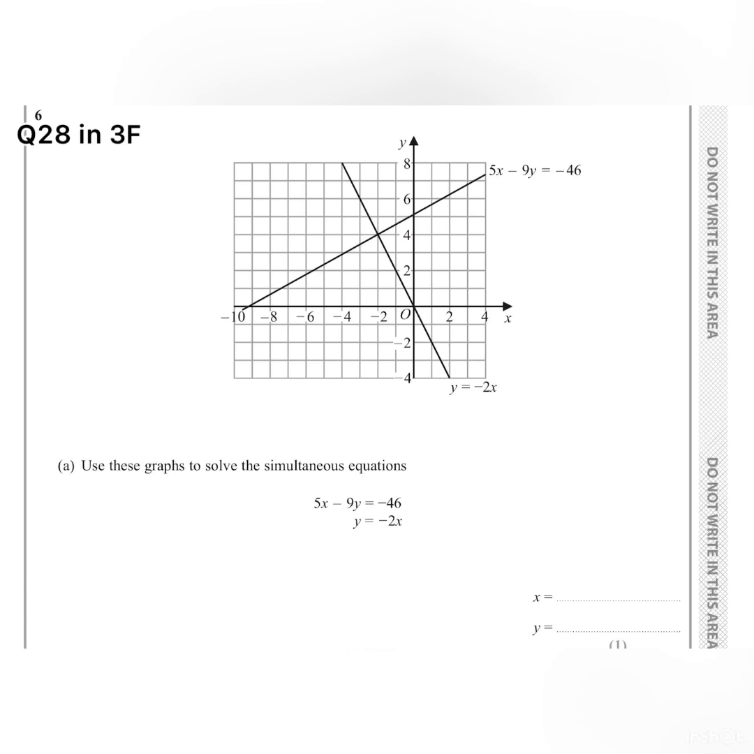Okay, question number 6, nice and easy for 1 mark. It says use these graphs to solve the simultaneous equations. 5x take away 9y equals minus 46 and y equals minus 2x. Now the solutions are where the lines cross each other, the intersection point. So if you read the x value, that's -2. If you read the y value, that is 4. So that is the answer for this question.